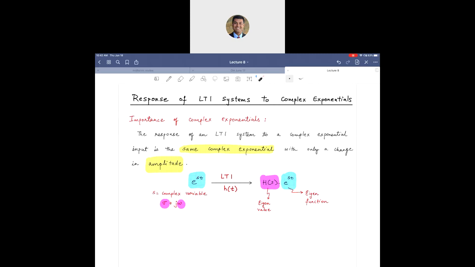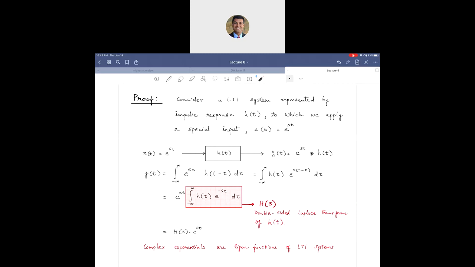So let us see if this claim is correct. I'm claiming that a complex exponential goes in, a complex exponential comes out. So we'll prove that using the convolution integral. Let's consider an LTI system represented by its impulse response h of t. And we are applying a special input here, which is the complex exponential. x of t is now e to the st.